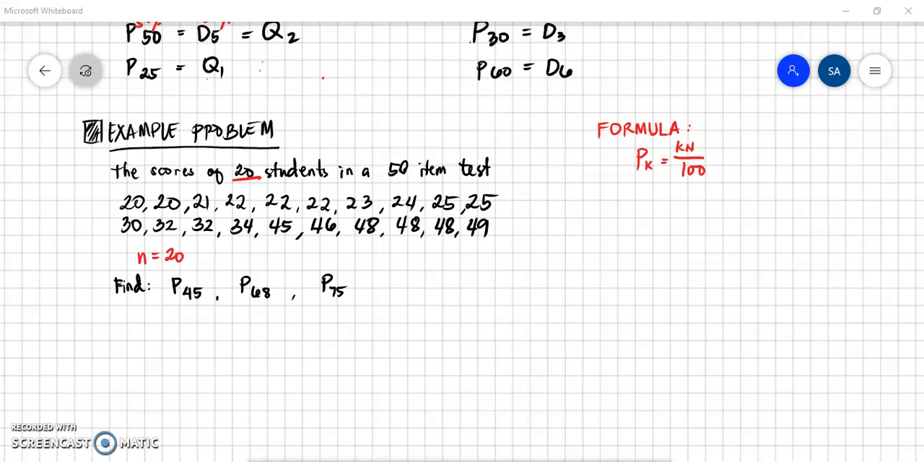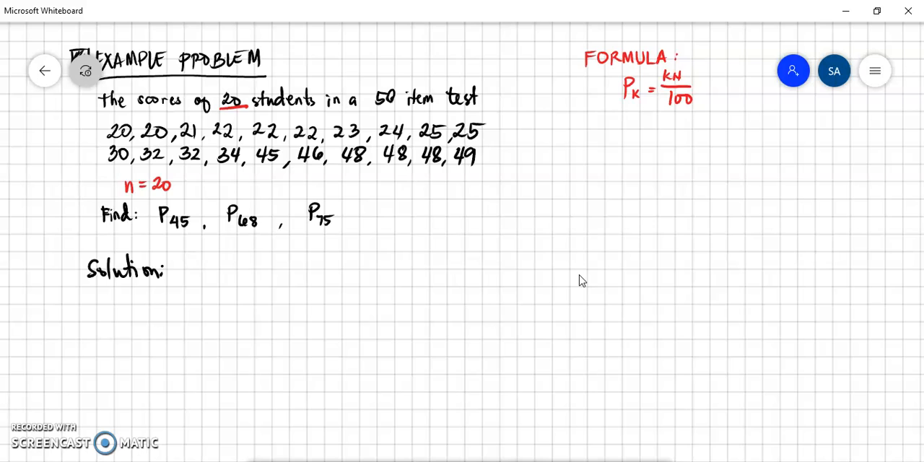distribution. So, for the solution of this problem, okay, let's use the formula. So, ang ating P sub 45. Ang value ng ating k dito is equal to 45. Ang ating n, we have 20 students rather, 20 scores. So, we have n value which is 20. So, let's calculate for P sub 45. It is equal to 45 times 20 over 100.